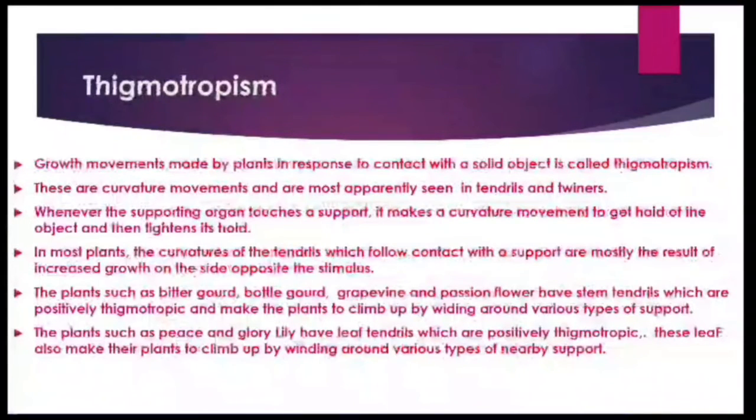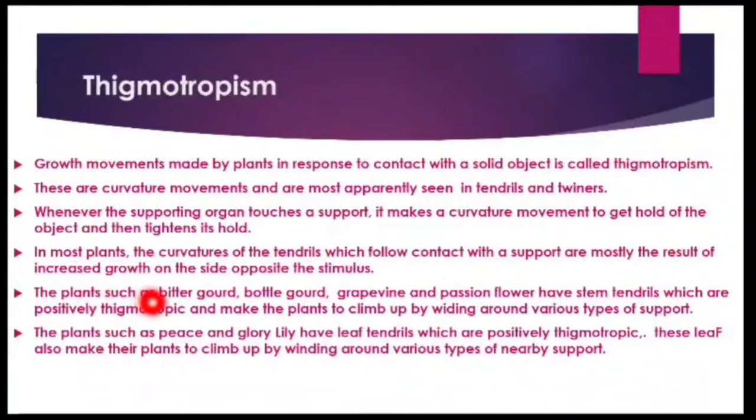Next is thigmotropism. Growth movements made by plants in response to contact with a solid object are called thigmotropism. These are curvature movements and are most apparent in tendrils and twiners. Whenever the supporting organ touches a support, it makes a curvature movement to get hold of the object and then tightens its hold. In most plants, the curvatures of the tendrils which follow contact with the support are mostly the result of increased growth on the side opposite the stimulus.